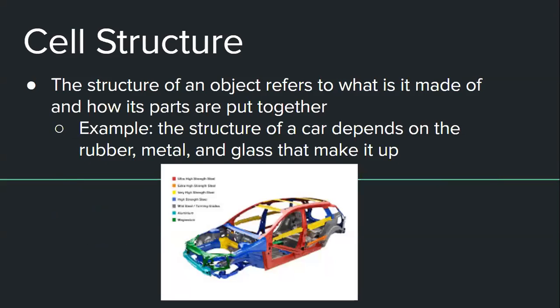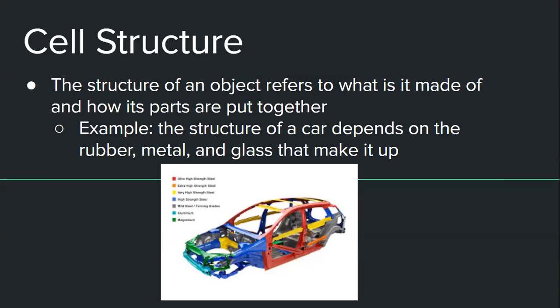Cell structure. The structure of an object refers to what it is made of and how its parts are put together. For example, the structure of a car depends on how materials such as plastic, metal, and rubber are arranged. The structure of a living thing is determined by the amazing variety of ways its cells are put together. So the cell structure is going to determine what the cell function is going to be.